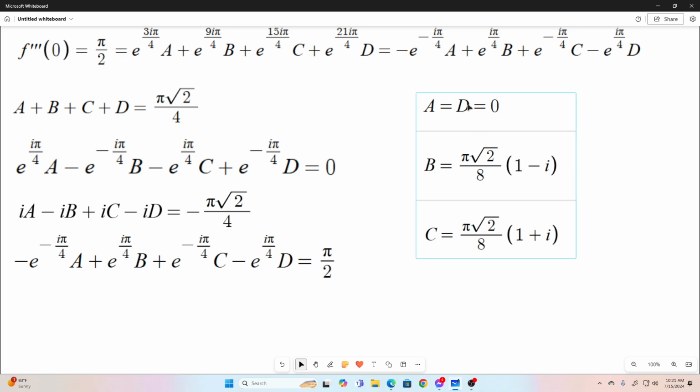You'll get that A and D are both equal to 0, which is nice. That's going to simplify our equation a lot. And we get that B is equal to pi square root of 2 over 8 times 1 minus i. And that C is equal to pi square root of 2 over 8 times 1 plus i.